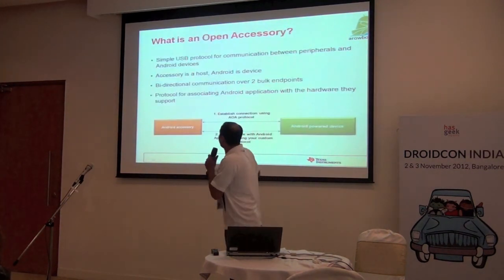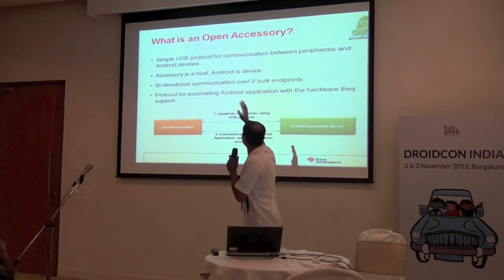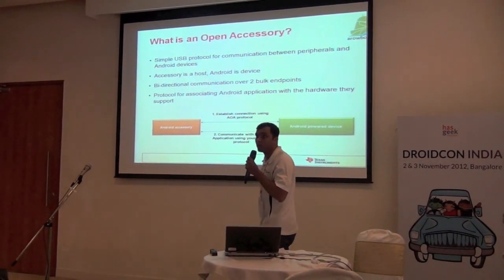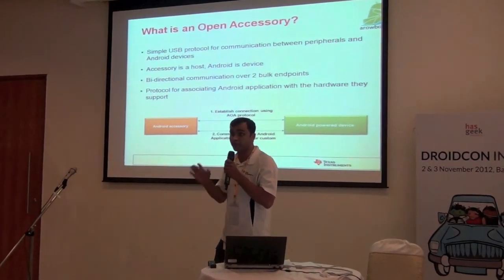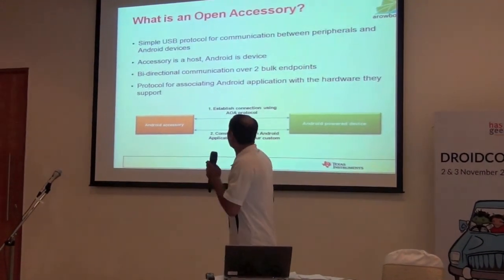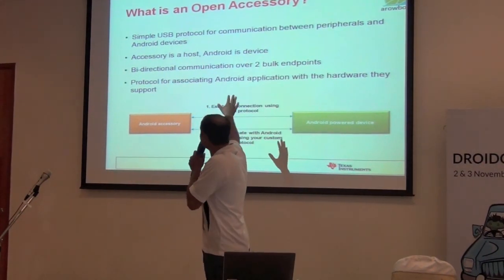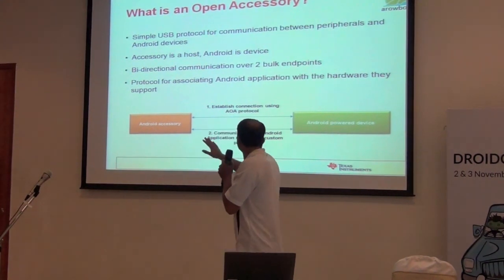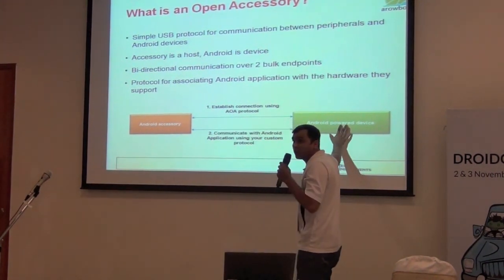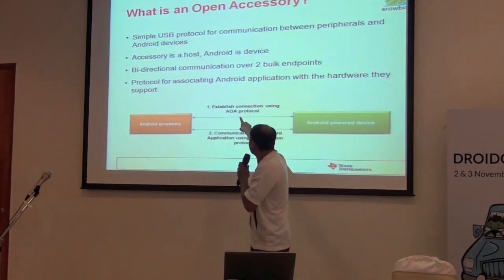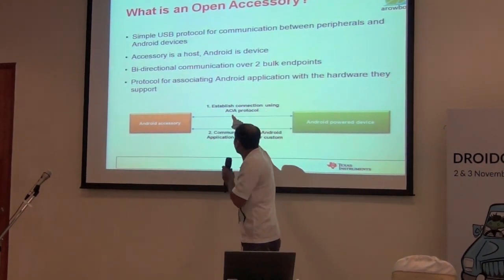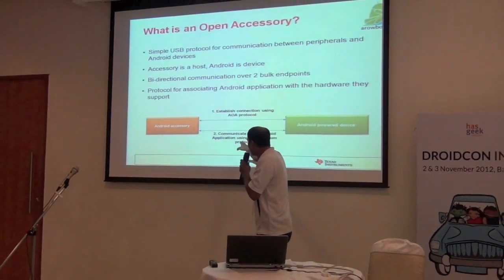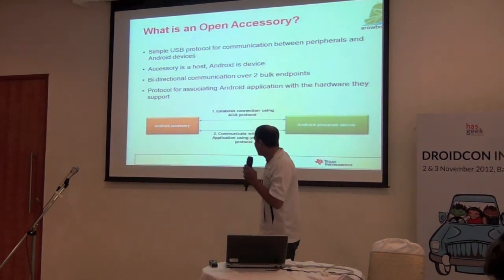So with that, what is an open accessory? It's a simple USB protocol for communication between peripheral and Android devices. So when USB accessory is connected to phone, it will act as a USB host and phone will act as a USB device. And it communicates using bidirectional communication over two USB bulk endpoints. So in order to communicate application accessory with Android powered device, that is your phone or tablet, first it has to establish connection using Android Open Accessory Protocol. Only after that you can communicate with your Android application using your own custom protocol. So I'll go through that.